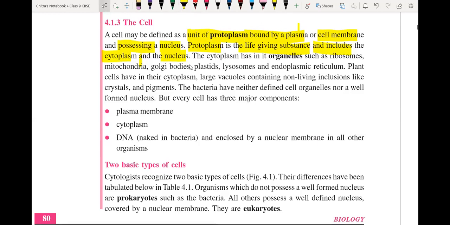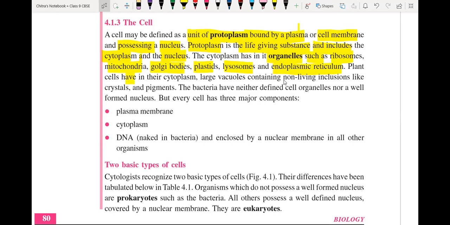The cytoplasm has organelles in it. Organelles are the parts present inside the cell, like mitochondria, Golgi apparatus, endoplasmic reticulum, lysosomes, and ribosomes. It is given also here: ribosomes, mitochondria, Golgi bodies, plastids, lysosomes, and endoplasmic reticulum, etc. These are the different cell organelles present inside the cell.